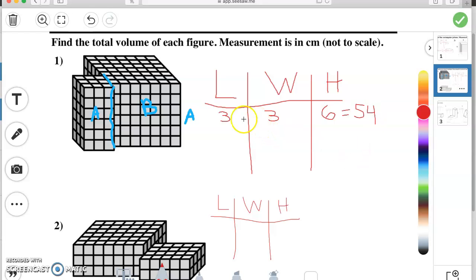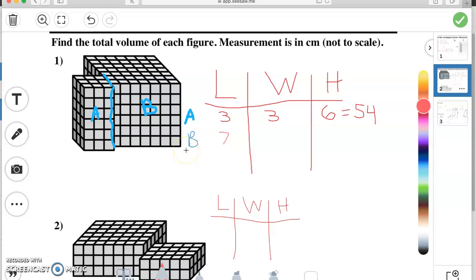So that is my volume of prism A. All right, now I've got to switch over to rectangular prism B. So I'm going to do the exact same thing. I'm going to look for my length of B. So I'm going to count going across for my length. 1, 2, 3, 4, 5, 6, 7 unit cubes is our length, so I'll put in a 7.